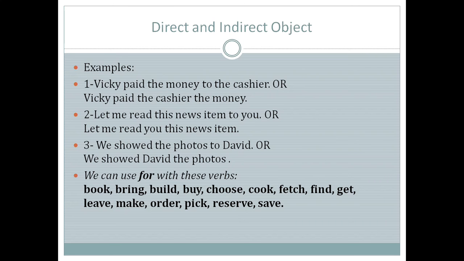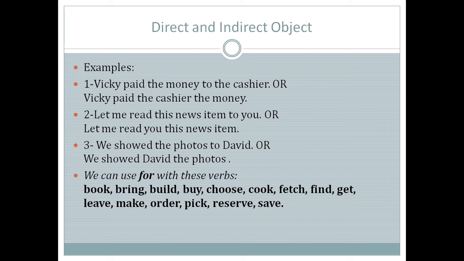Examples: Vicky paid the money to the cashier, or Vicky paid the cashier the money. So Vicky paid the money. When the direct object comes before the indirect object, we use the preposition to. Vicky is the subject, paid the verb, the money the direct object, to is the preposition, the cashier the indirect object.